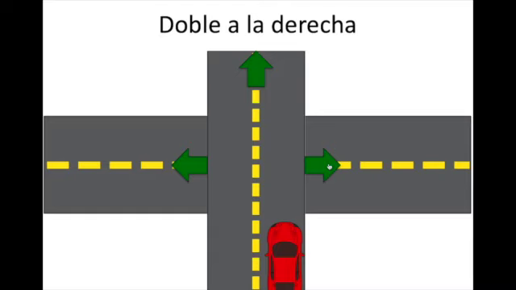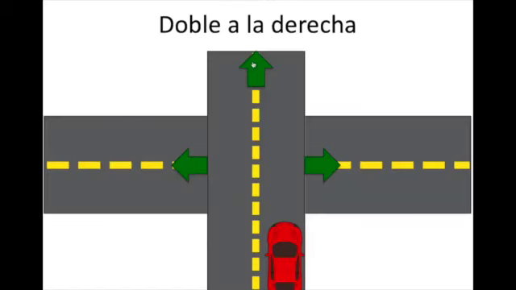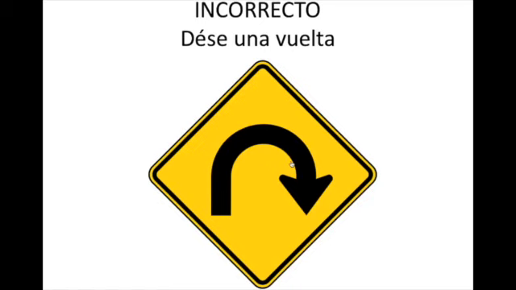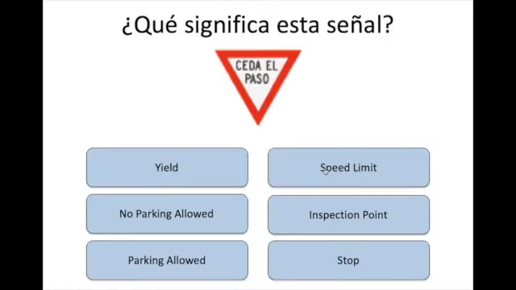In that case, it's going to give you an error message, and it's going to tell you to keep trying. So for example, I'm going to click this left arrow key over here. In this case, it says, incorrecto, dese una vuelta, make a U-turn. So we can click back there again. What if we hit up? Oh, no, incorrecto, dese una vuelta. And it's going to tell you to go again. So we're going to doble a la derecha, turn to the right.